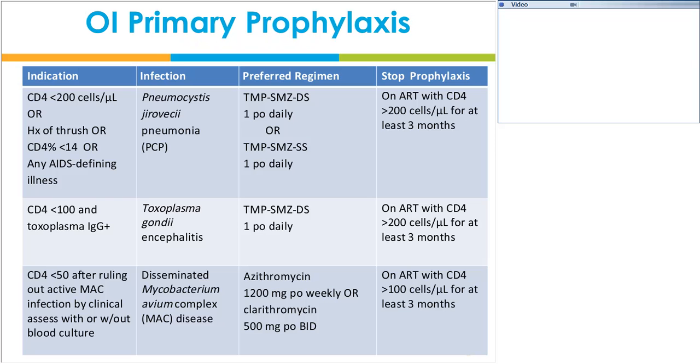This is a very abbreviated chart of the basics of OI primary prophylaxis. Column 1 gives the indication of when these prophylactic medications are needed, and it's primarily guided by CD4 cell counts. Column 2 lists the 3 diseases that I just mentioned that we do have effective prophylactic medications for. They're pneumocystis pneumonia, toxoplasmosis, and MAC, or Mycobacterium avium complex. Column 3 tells you the preferred regimen and in some cases gives you a secondary option. And column 4 tells you when it's safe to stop these medications.